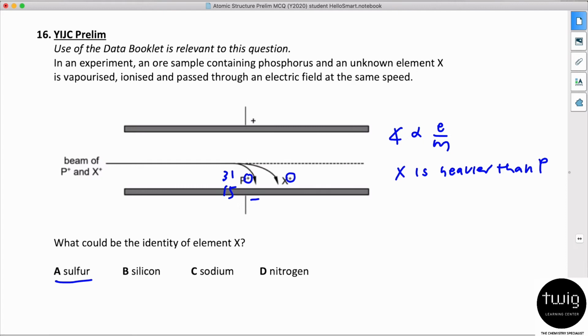Sulfur is 32, 16. So 32, you can see it's heavier already. That's how we do it for X. We don't care about the charge because the charges are the same, plus and plus. We only look at the mass, and X is deflected less, so it must be heavier. Okay, let's look at the next one.